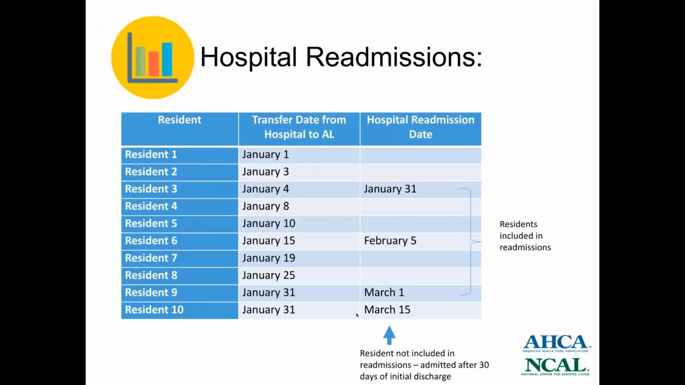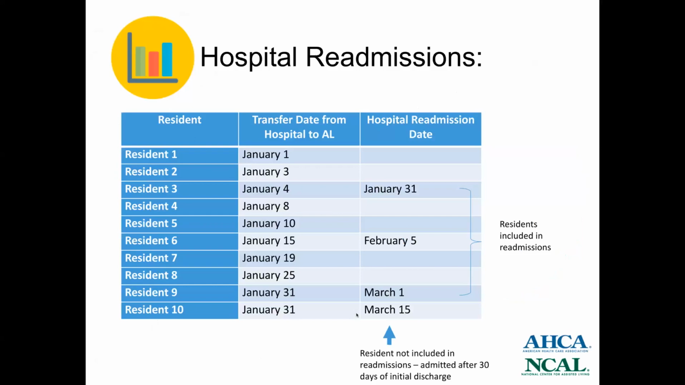Third column is the hospital readmission date for those residents that went back to the hospital, which is 4. For resident 3, they returned on January 31st, which was within their 30 days. Resident 6 returned in February 5th, which was definitely within their 30 days. Resident 9 came back January 31st, so their clock started ticking then.